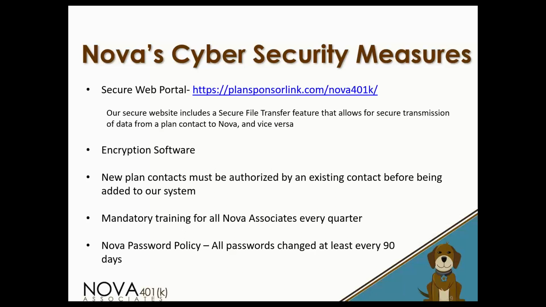In order to be a plan contact for Nova, if someone needs to get added as a new contact, maybe you're the trustee of the plan, but you'd like someone on your HR team to be one of our contacts, we need to be notified about that before anyone can be added to the system. That person in HR can't just call us up and say, hey, can you add me for such and such plan? We'll want to go back to you, the plan trustee who was already authorized to have access to the plan, to get that authorization before adding them.